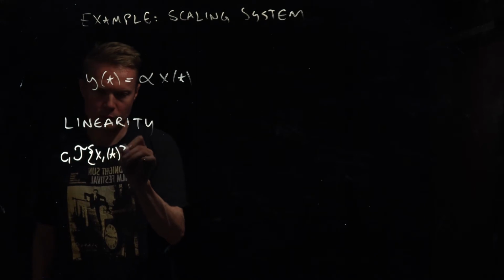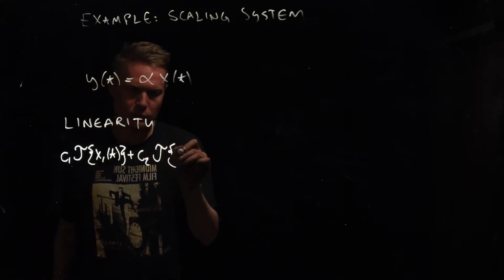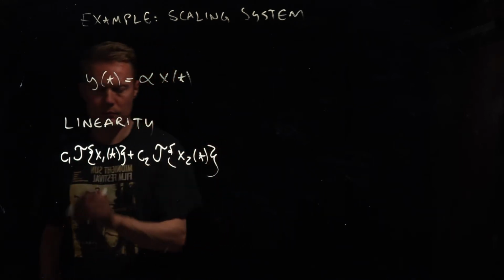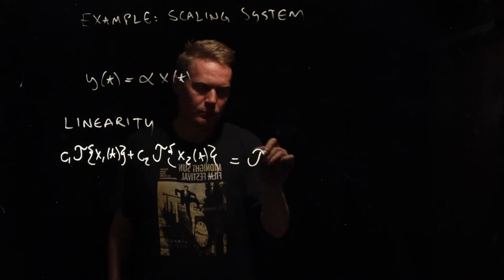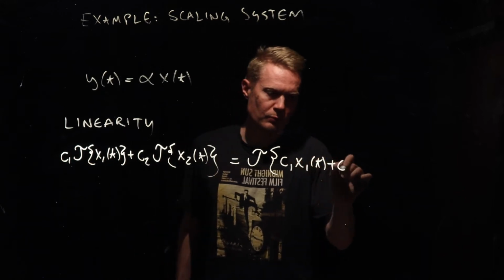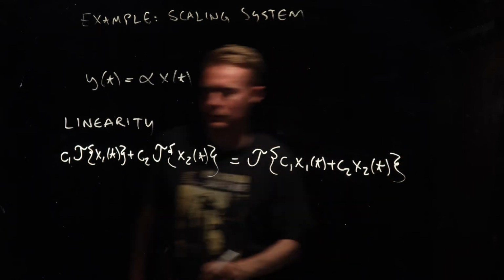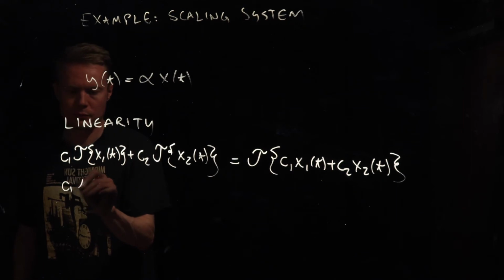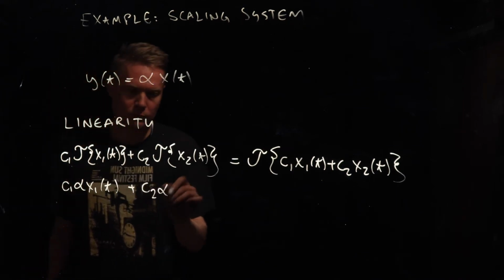We feed in signals x1 and x2 separately through the system T, and inspect an arbitrary linear combination of these two signals. Here, c1 and c2 are arbitrary constants. We then compare a linear combination of x1 and x2 fed into a single system. In order for the system to be linear, the left-hand side needs to be equivalent to the right-hand side of the equation.